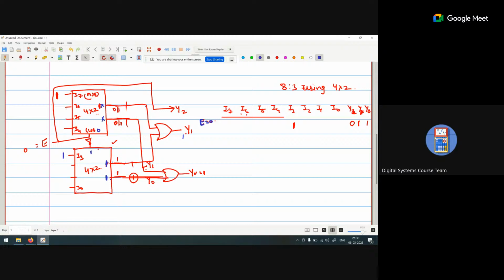The second input will be either 0 or 1, we don't care, but there is no effect of that. Because one input is 1, the output is 1. Clear? So what is the value of Y1? Y1 is 1. Similarly, for Y0, one input is 1 and one input is don't care. ORing with a don't care is always 1. Why? Because the don't care is either 0 or 1, and in the case of an OR gate, if any input is 1, the output is 1.